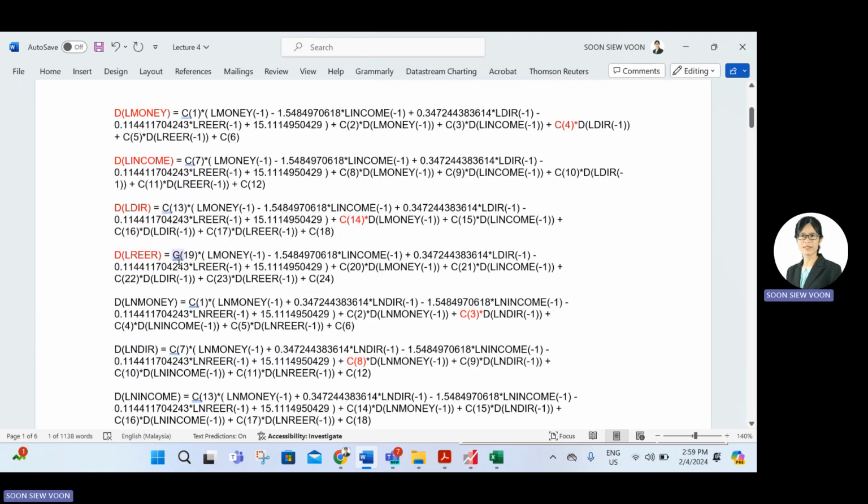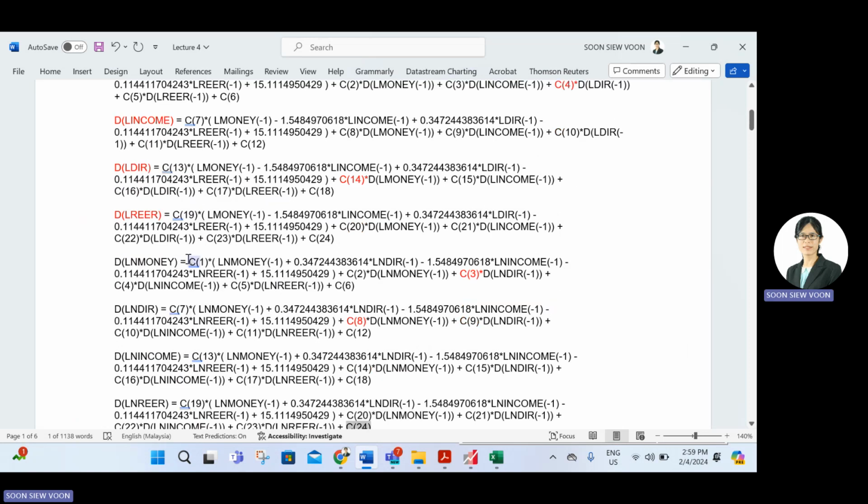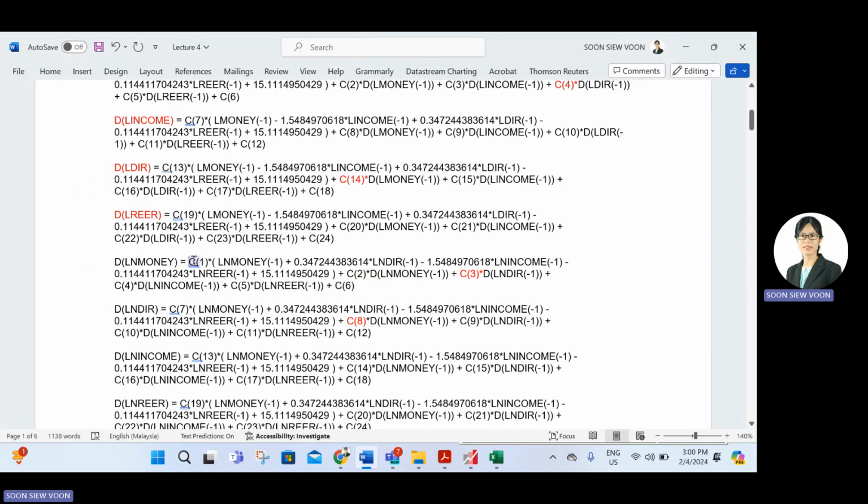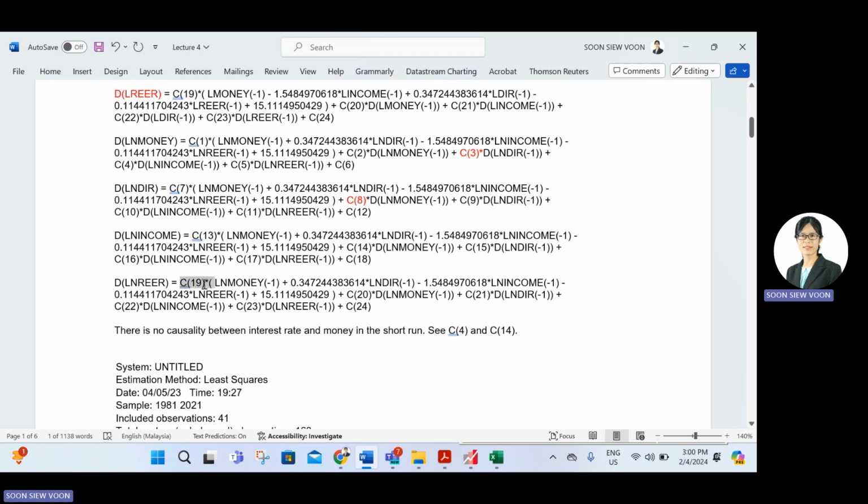How about coefficient C1 just now? Coefficient C1 is the ECT for the money equation. So this is the ECT coefficient. C7 is the ECT for the interest rate equation. C13 is the ECT for the income equation, and C19 is the ECT for the exchange rate equation.